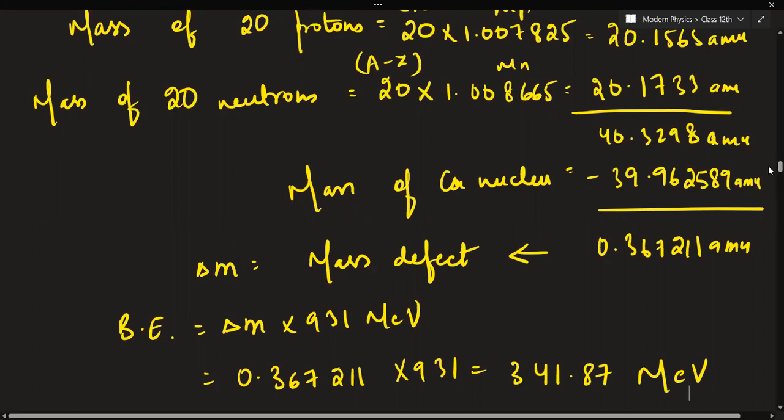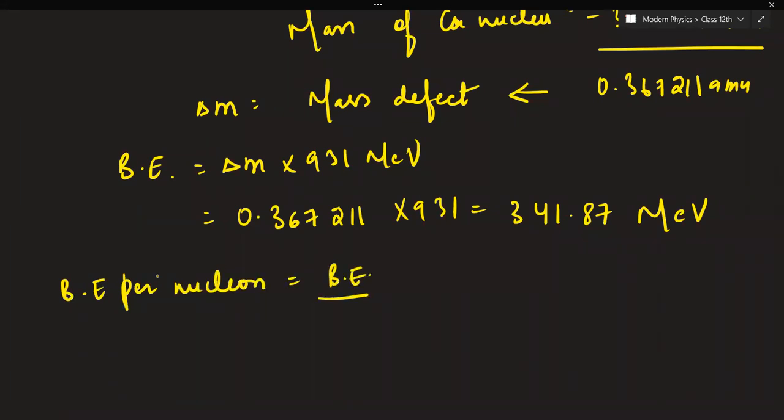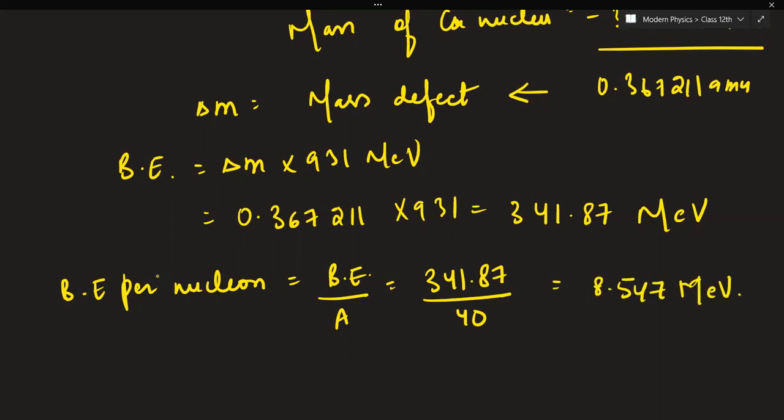But we have to find the binding energy per nucleon. Nucleon number is 40, the number of protons plus neutrons, that is the complete mass number. The mass number is 40. So the binding energy per nucleon will be the binding energy divided by the mass number. 341.87 by 40 will give you 8.547 mega electron volt. This becomes your answer. I hope you've understood.